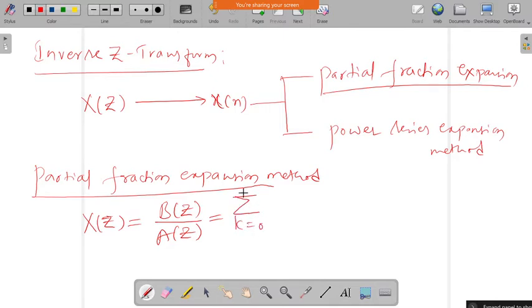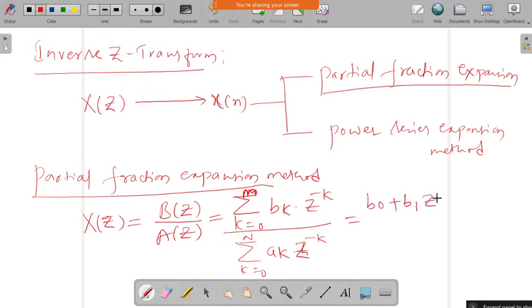Let us take k equal to 0 to m, so the numerator is the sum of bk into z power minus k. Similarly, in the denominator, k equal to 0 to n, with ak into z power minus k. Here bk and ak are the coefficients. If we expand the summation, it looks like b naught plus b1 into z power minus 1 plus b2 into z power minus 2 plus up to the m value.